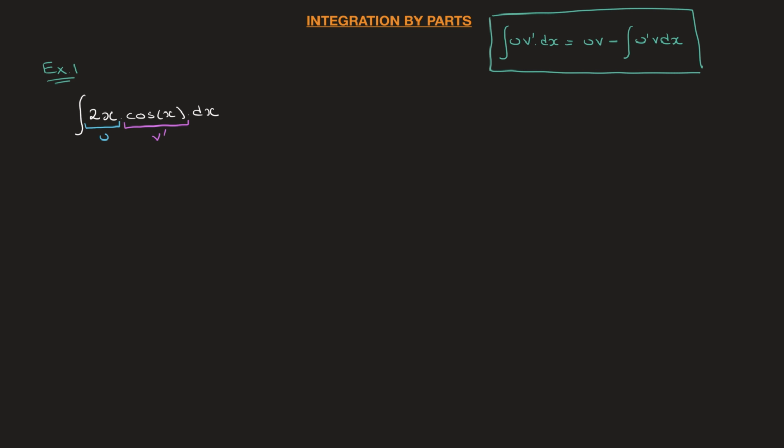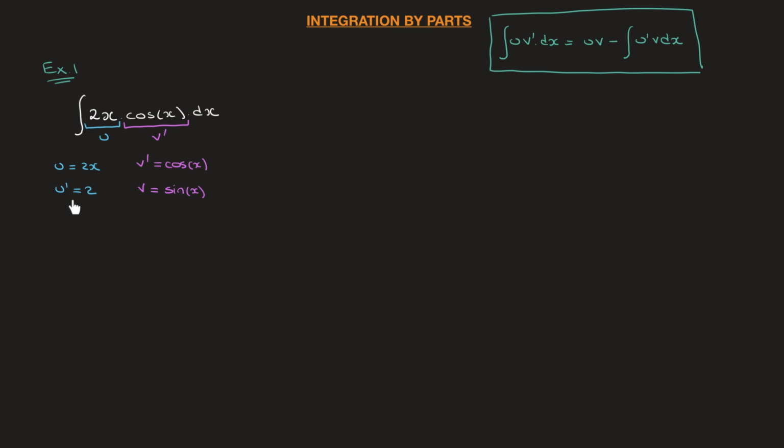And that shouldn't be too tricky, so if u is equal to 2x, then of course u dash will just be equal to 2. And if v dash is equal to cosine of x, then ignoring any constant of integration, v will be equal to sine of x. In fact, do keep that in mind, as we go from v dash to v, we ignore the constant of integration. That being said, I carry on.